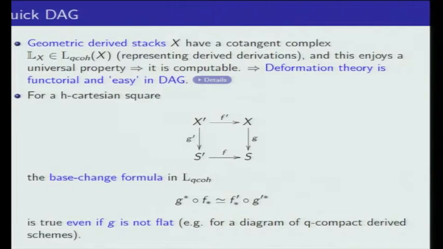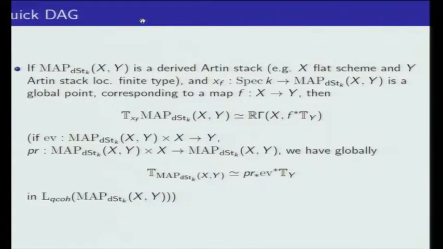So one other feature is that the base change formula for quasi-coherent sheaves holds even without flatness assumption. Of course, you need some hypothesis, for example that this Cartesian diagram is made of quasi-compact derived schemes, but you have this base change formula even in non-flat cases, which is of course a very good thing to have.